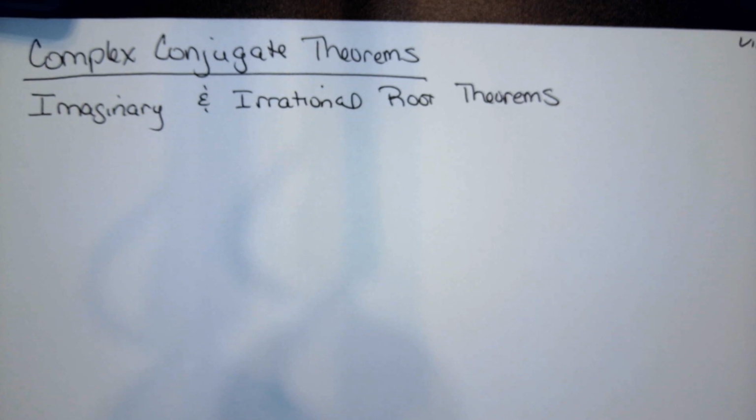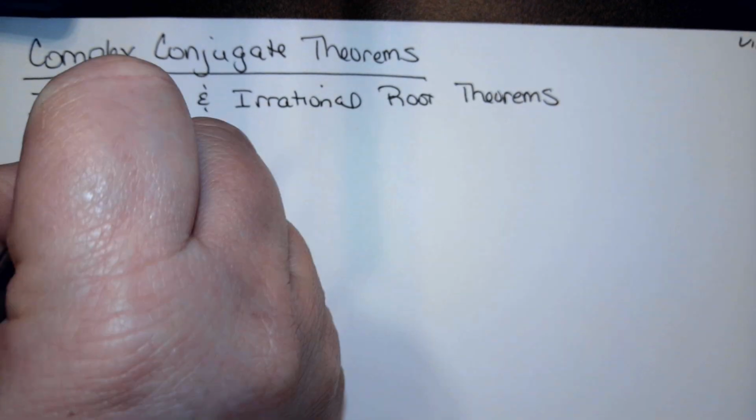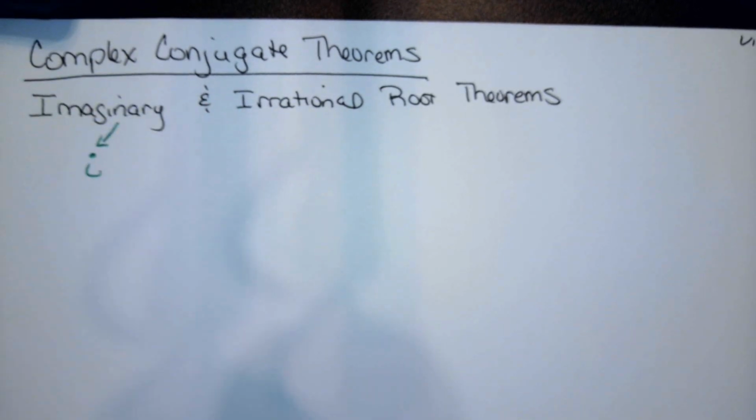Alright everybody, today we're going to be looking at two theorems, and these two theorems help make up our complex conjugate theorems. Our first theorem is your imaginary root theorem, and your second theorem is your irrational root theorem. Alright, so recall that imaginary is represented by the letter i. This is when you end up with a square root that has a negative radicand. So that would be part of your imaginary solutions.